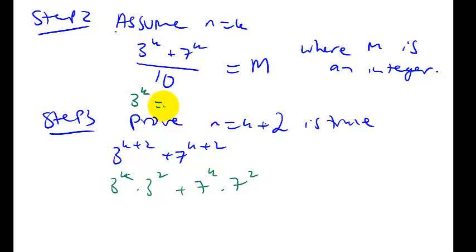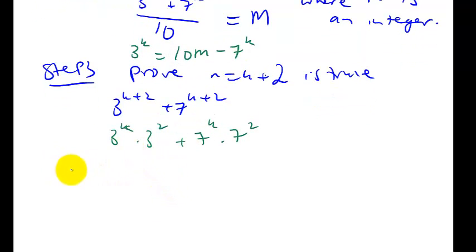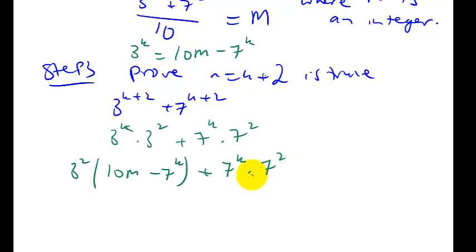Bear with me. That's going to give me 10m take away 7 to the power of k. True or false? True. Okay, then this is what it's going to be like: 3 squared, 10m take away 7 to the power of k, plus 7 to the power of k times 7 squared. Yes, you could use 49 and stuff, but as you're starting to see, we're probably looking for indices, so we probably don't want to do this. Remember, all we want, as long as we can get a 10 factorized out, we're good. We don't care whatever's inside the product.